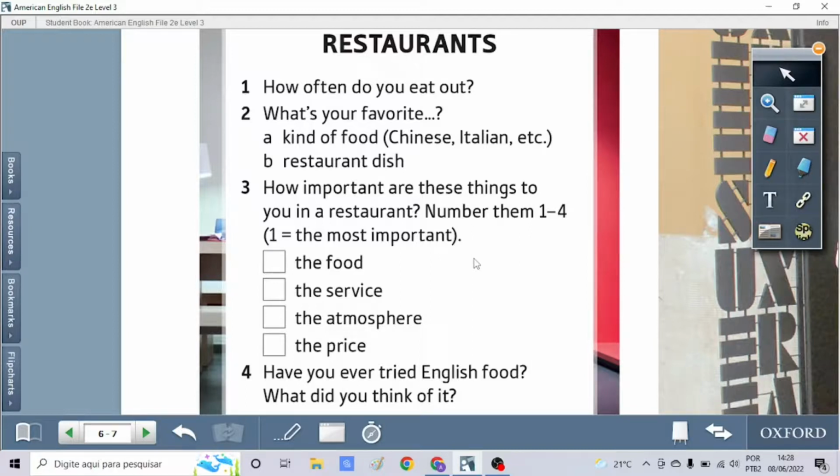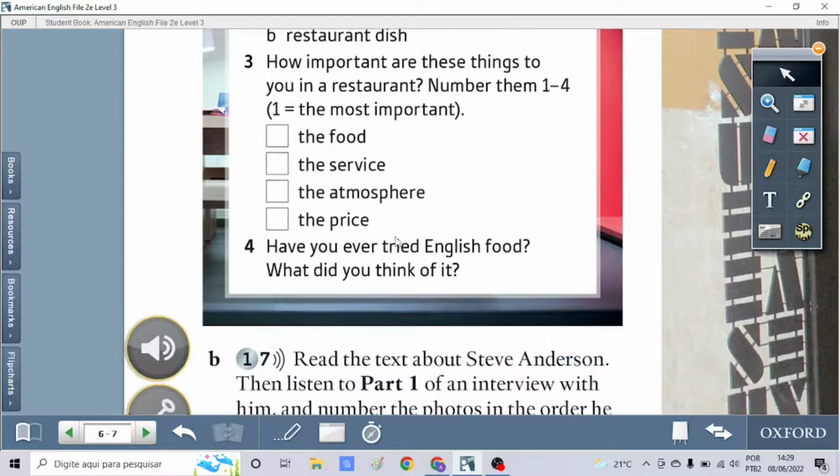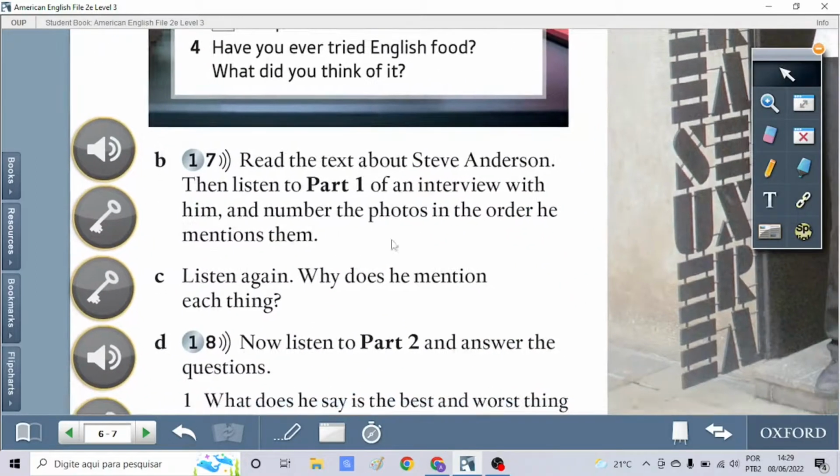3, how important are these things to you in a restaurant? Number them 1 through 4, being 1 the most important. The food, the service, the atmosphere, the price. 4, have you ever tried English food? What did you think of it? All right, in class, we're going to discuss about it, okay?